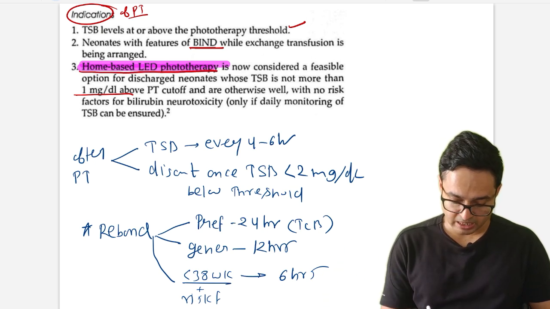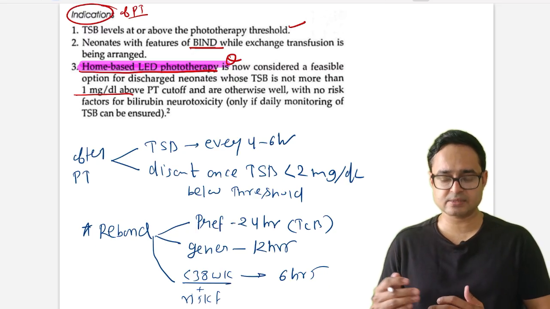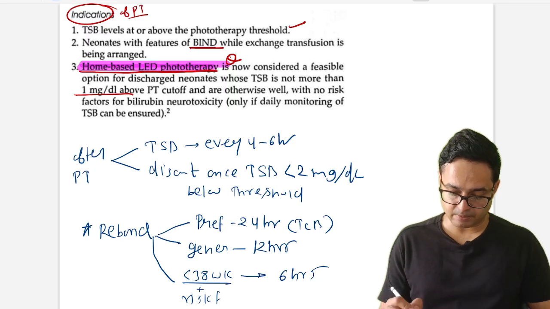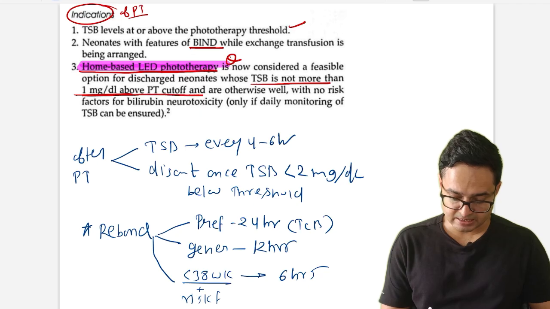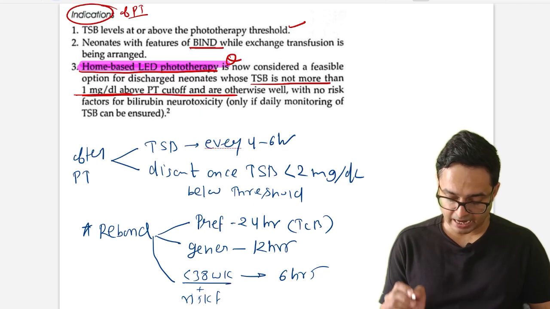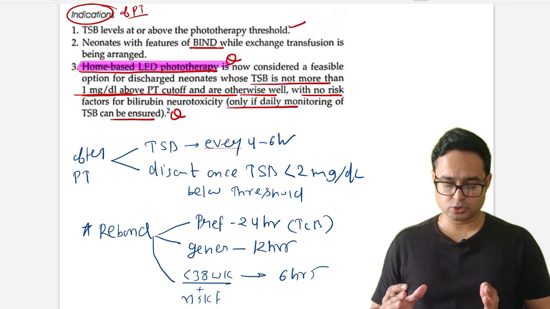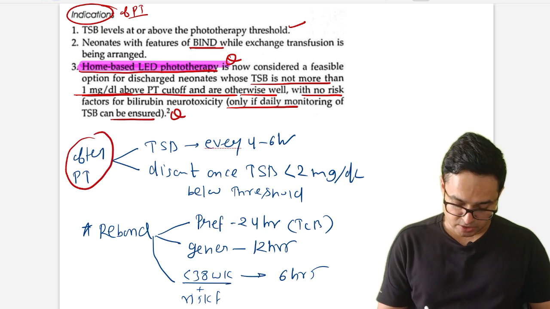Home-based phototherapy. This is actually a new addition in the new protocols. We'll discuss that also. But what are the criteria of home-based LED phototherapy? When TSB is not more than 1 milligram per deciliter above the phototherapy cutoff, the neonate is otherwise well with no risk factor, and daily monitoring of TSB can be ensured. Okay, so we can send those neonates home for phototherapy. Again, very important.